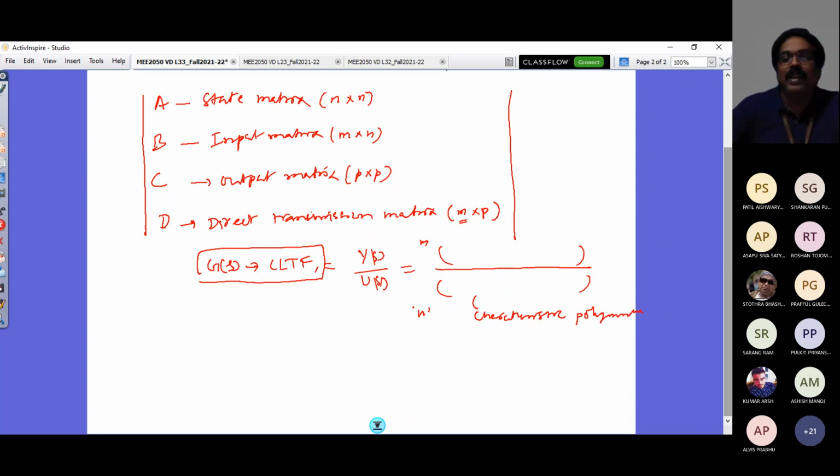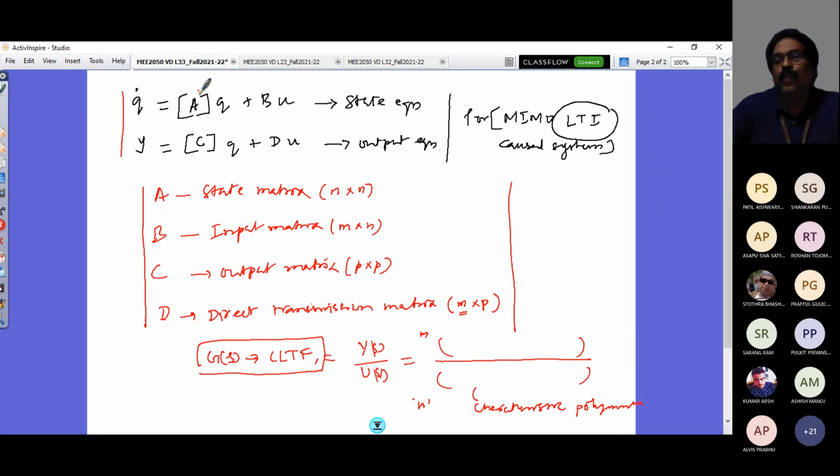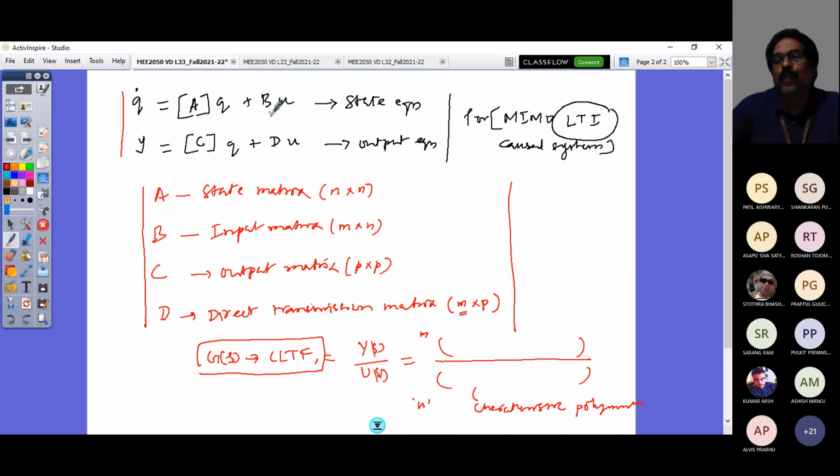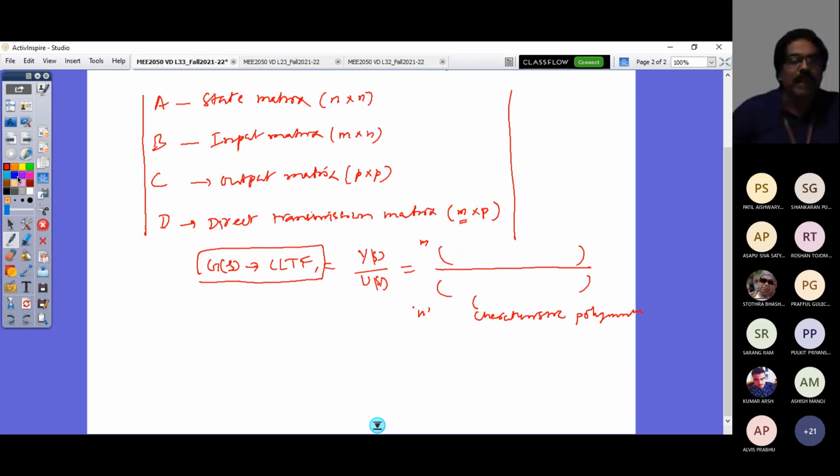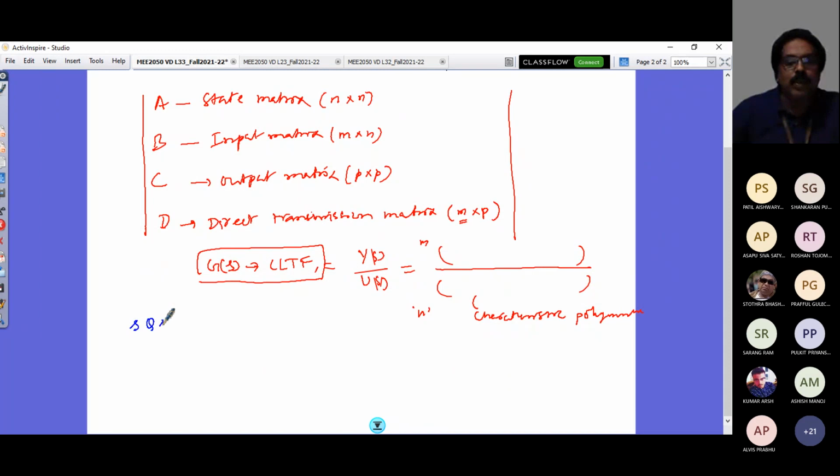And for that, if you have here the state equation, I take the Laplace transform on both sides of the state equation with 0 initial condition. My first equation, the state equation, would be written this way. So what is that? It's going to be S Q of S minus Q of 0. So why Q of 0? This is initial condition 0.